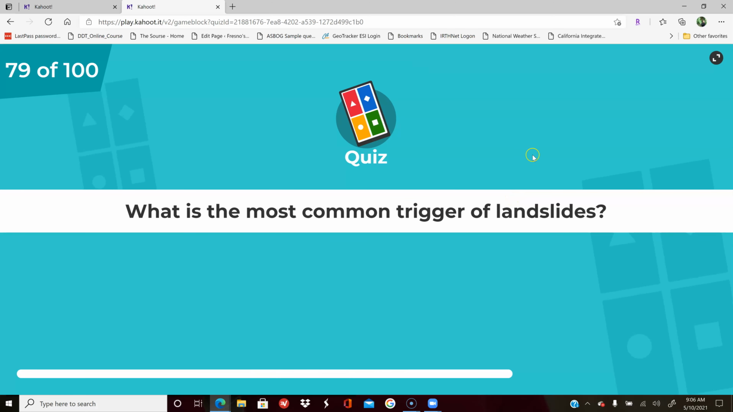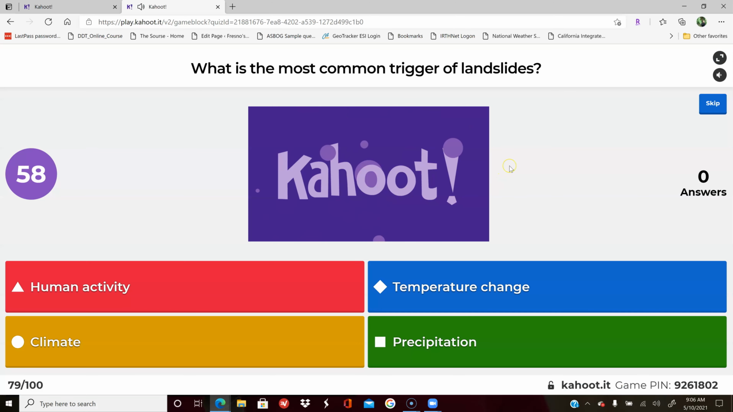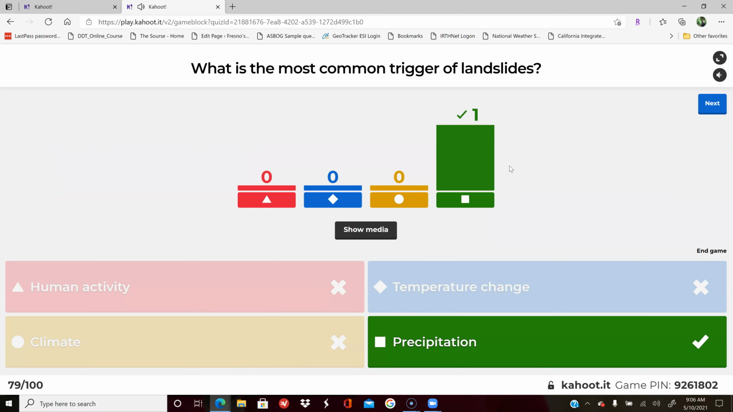What is the most common trigger of landslides? Human activity, temperature change, climate, precipitation. That will be precipitation. It is the number one trigger for landslides.